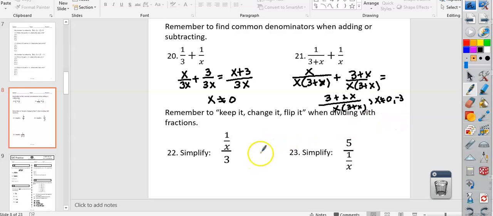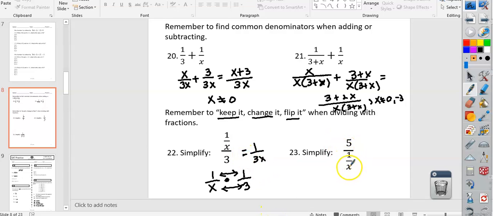On these other two problems, you may have learned this little phrase in elementary about keep it, change it, flip it. This is division right here, change division to multiplication, and flip the 3 to 1/3, and then simply multiply straight across. So 1 times 1 is 1, x times 3 is 3x.